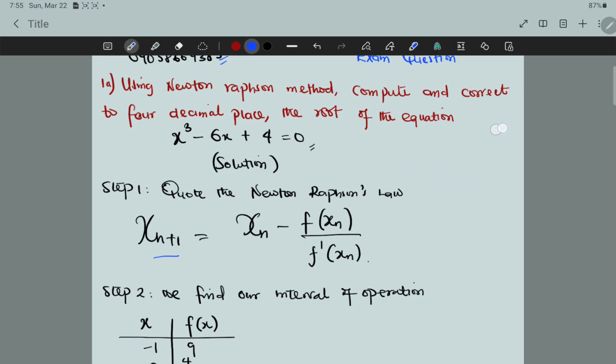So let's figure out the interval of operation. What do I mean by interval of operation? The two numbers a and b, such that the answer is in between a and b. Do you understand me? All right, let's go.